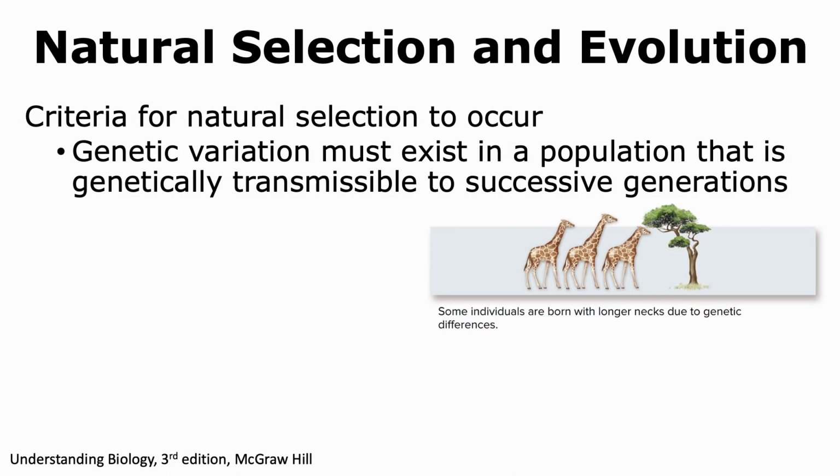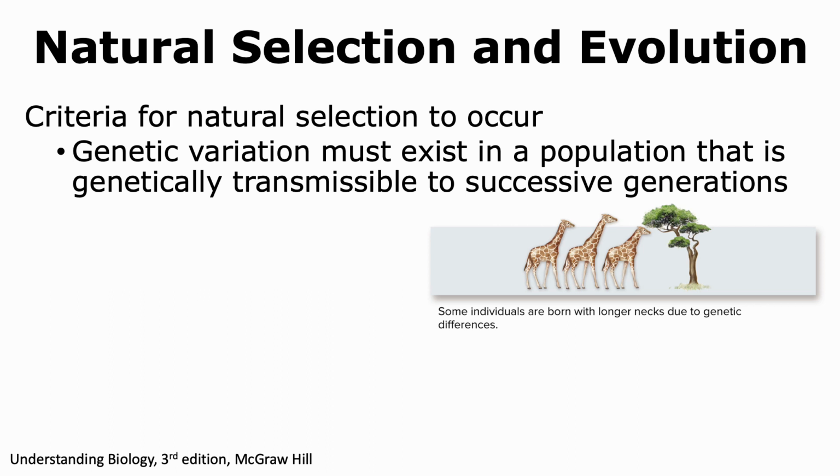There are certain criteria that have to be fulfilled for natural selection to occur. One such criterion is that in the population, there must be genetic variation. For example, when we look at this population of giraffes, we should have some giraffes that are taller than others. And this is because of the differences in the genes present in these giraffes.